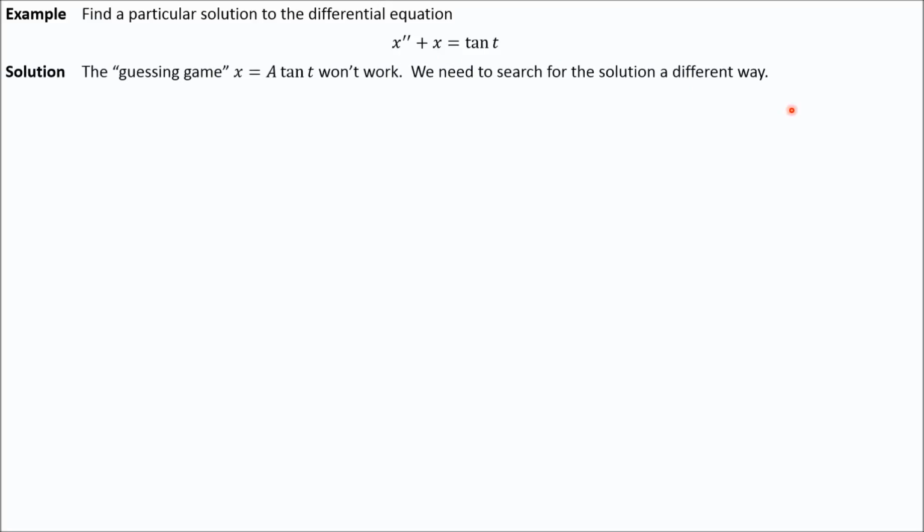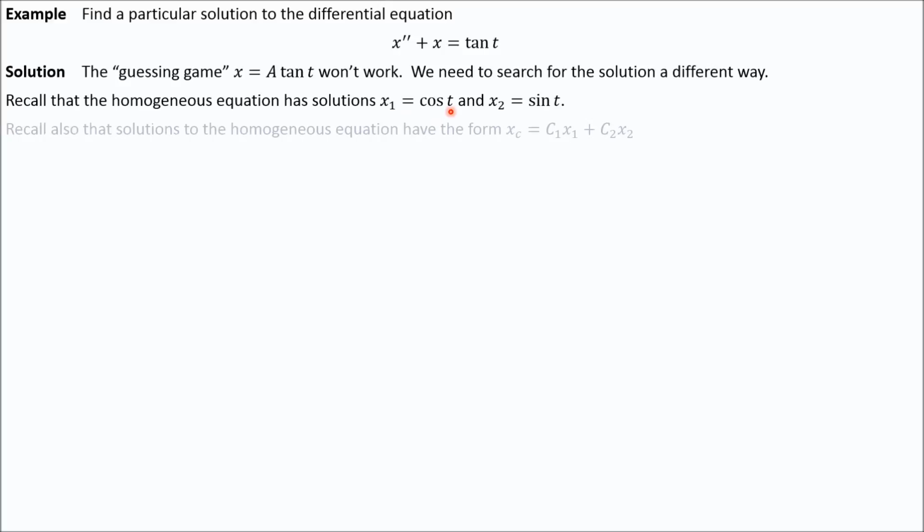Let's solve this. The method of undetermined coefficients that I've taught you would suggest that you should guess that the solution is of the form A tangent t. Unfortunately, if you try that, you'll find it does not work. So we're at a loss here. What do we do? Well, we begin by solving the homogeneous equation. So you get cosine t and sine t for your solutions.